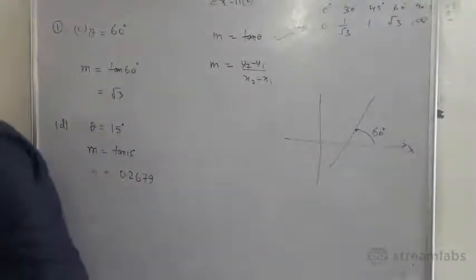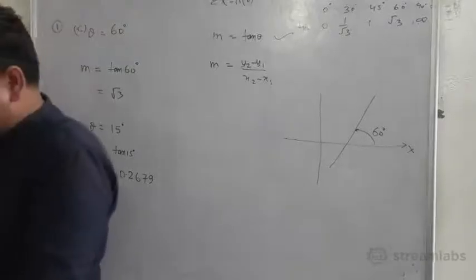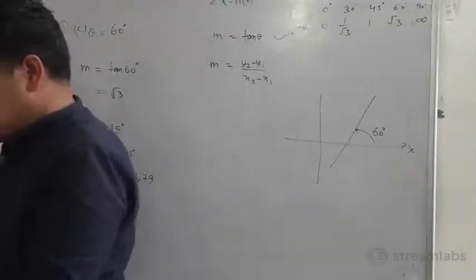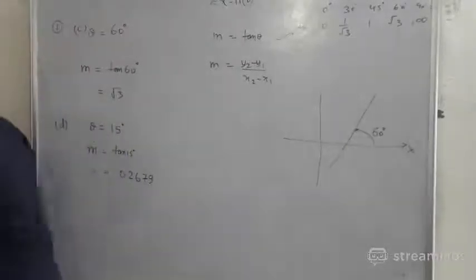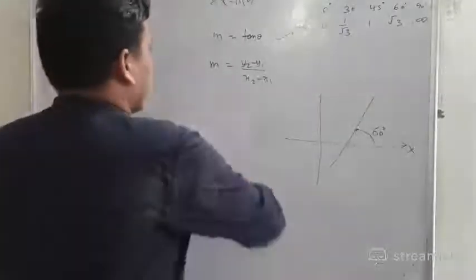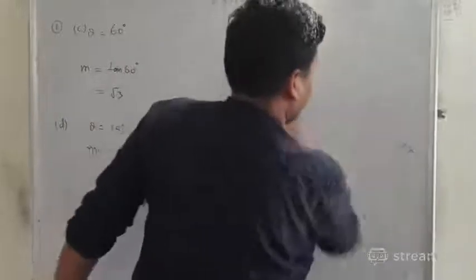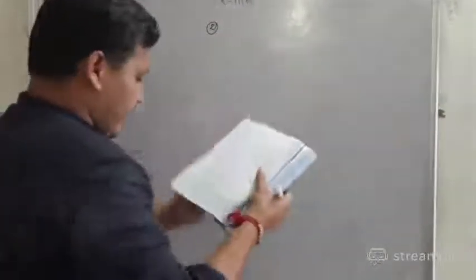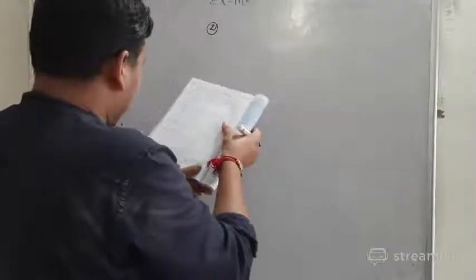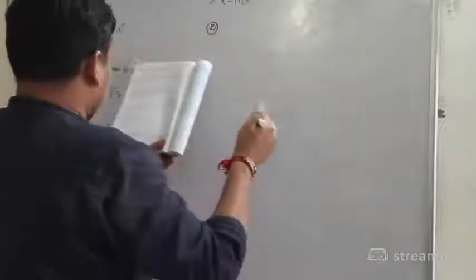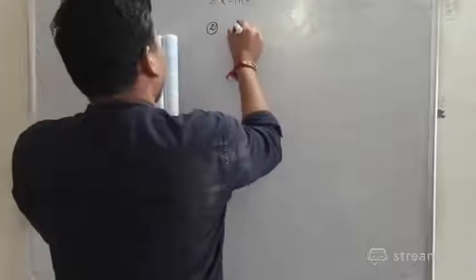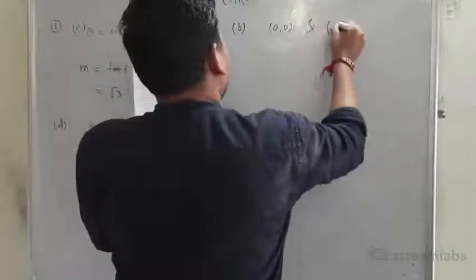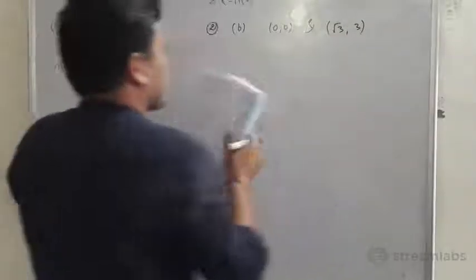Next sir, question number 2: find the slope and inclination. Find the slope and inclination of the line through each pair of the following points. Now the second part I am taking, B. The points are first (0, 0) and second (√3, 3). This is our question given here.